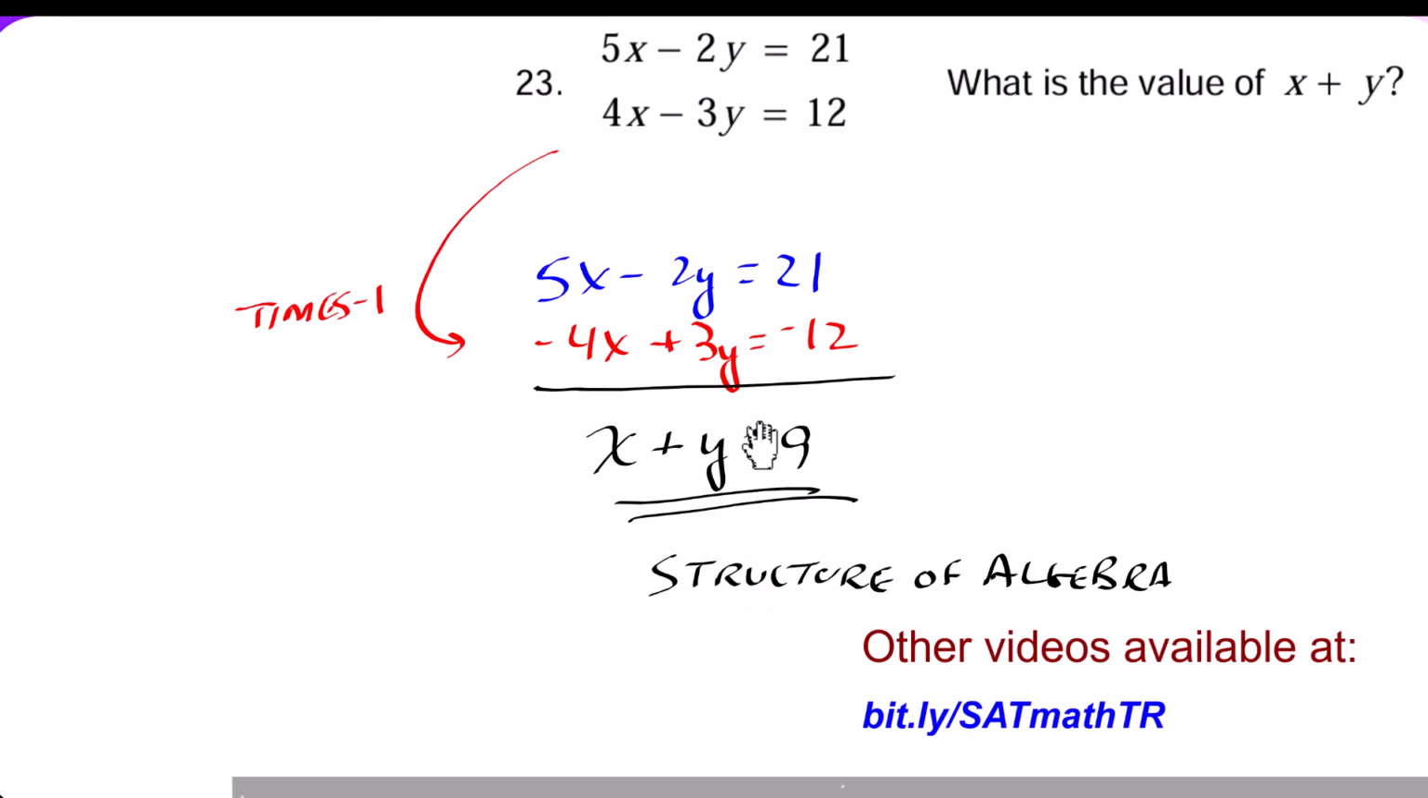This is called using the structure of algebra. A lot of times on the SAT, when they ask you to find a sum or a difference or something like that, it can usually be done a more clever way using the structure of algebra. Notice all the time we saved not having to deal with fractions.